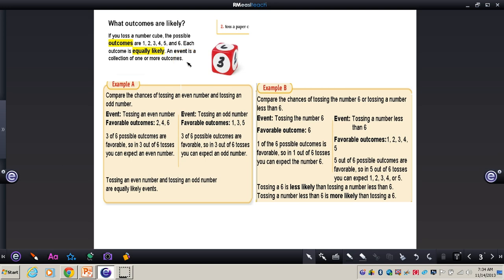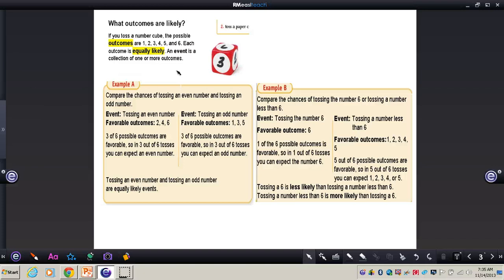Okay, now each outcome is equally likely, and the reason why it's equally likely is because there's just 1 out of 6 chances for the 1 to be rolled, the 2 to be rolled, and so on. There's not a certain number that occurs more than once. They all occur the same time on the number cube. So that is an equally likely outcome for each number that will be rolled.